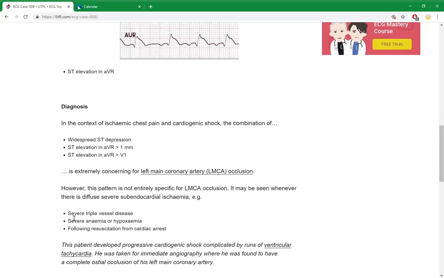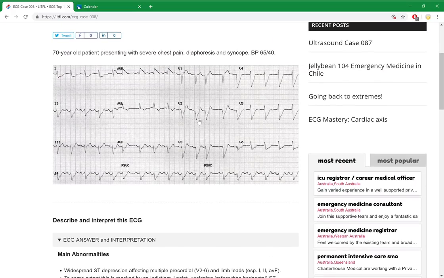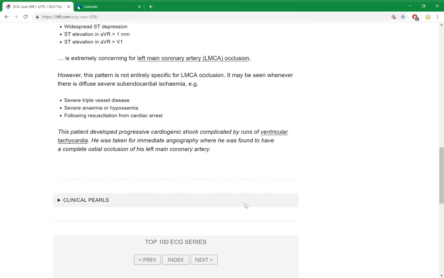Severe triple vessel disease, which is where you basically have occlusions or partial occlusions in multiple places in your heart. Severe anemia or hypoxemia. So this is really important, because think about hypoxemia. Let's say your oxygen saturation is 70 for a period of time, or your hemoglobin is like 4. Even though your heart vessels aren't occluded, you're going to have severe, what's the best way to put it, ischemia to your entire heart because of the severe anemia or hypoxemia. So even though there's no occlusion, your whole heart's essentially not getting oxygen. So it's going to be ischemic, and you're going to see these widespread ischemic changes, which is what you see here.